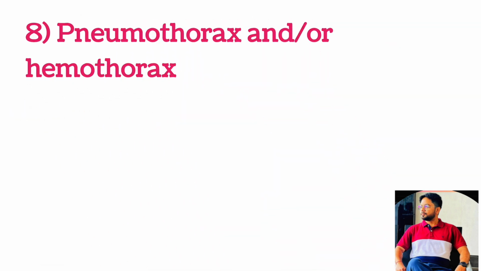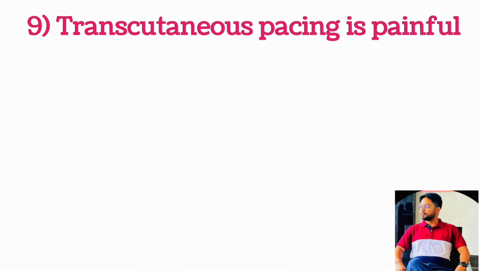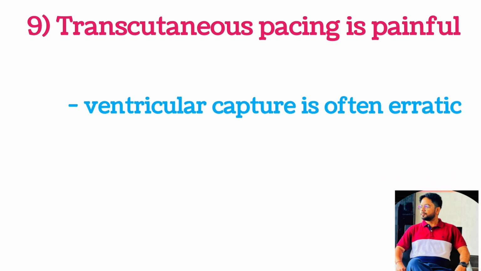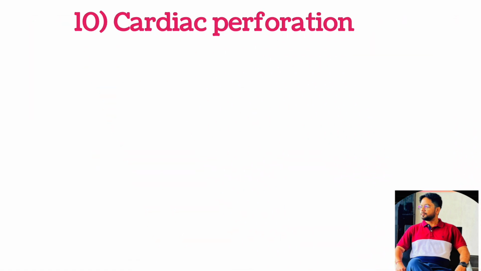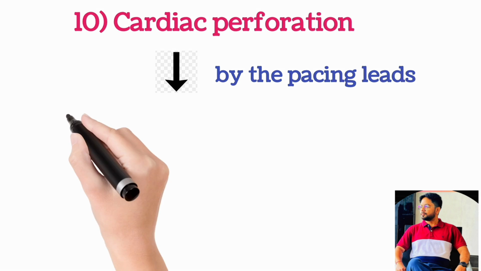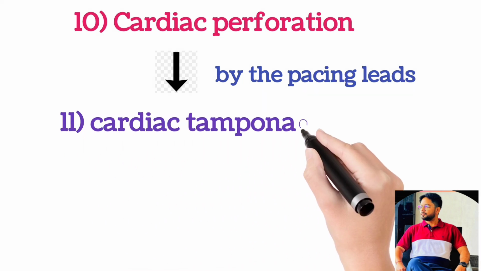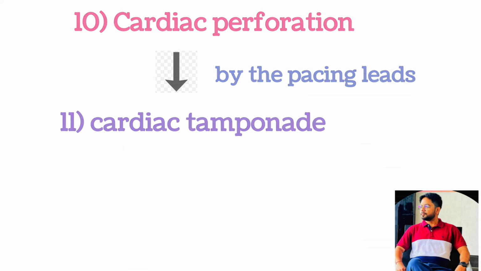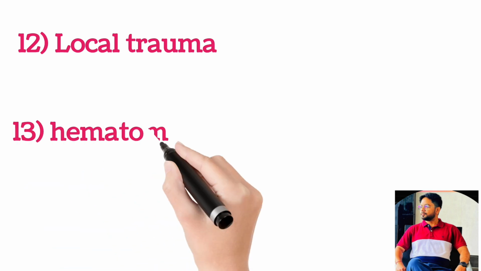Pneumothorax or hemothorax during vascular access for transvenous pacing may occur. Transcutaneous pacing is painful. Also, ventricular capture is often erratic in this method. Cardiac perforation can be produced by pacing leads, which may rarely produce cardiac tamponade. There may be local trauma and hematoma formation also.